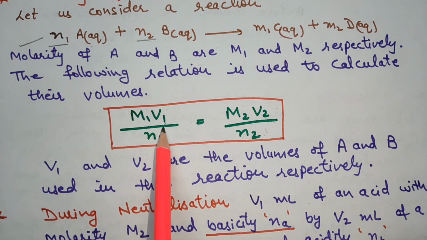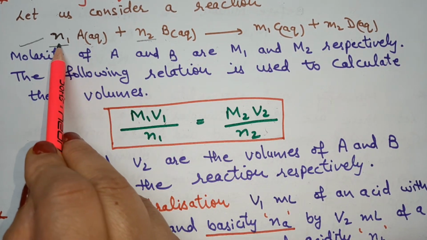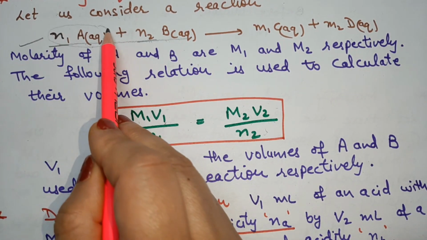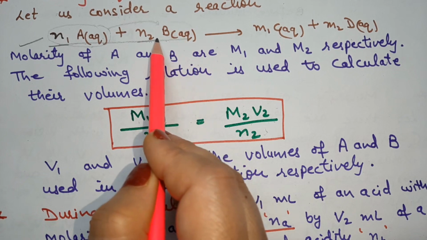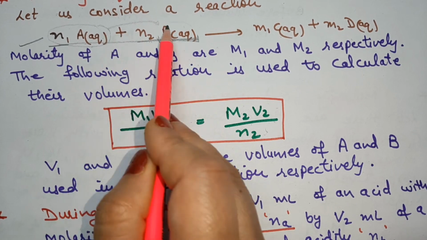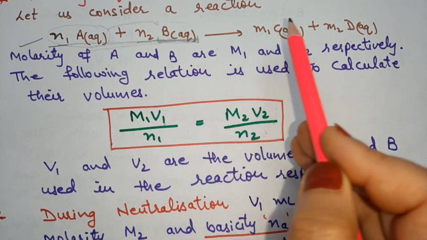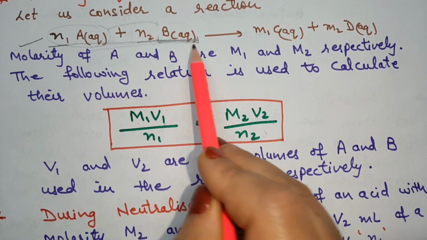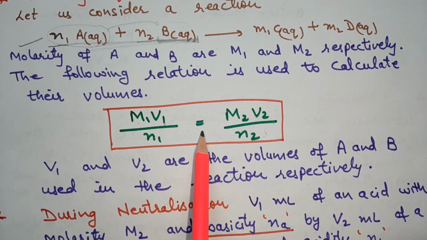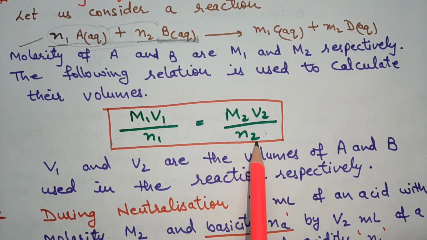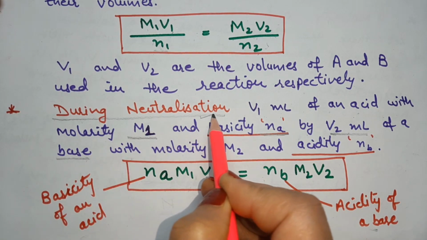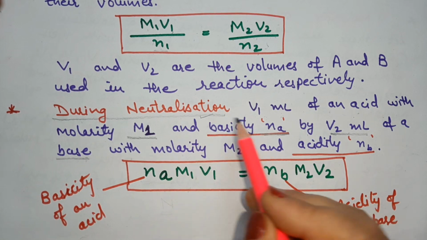It means we use this equation to calculate how much volume of a particular species reacts with another species, and what volume of that species is required so that the reaction is completed to give the products. So we can use this equation as M1 V1 upon N1 is equal to M2 V2 upon N2. Next is the molarity equation during neutralization, meaning how we apply the molarity equation during a neutralization reaction.